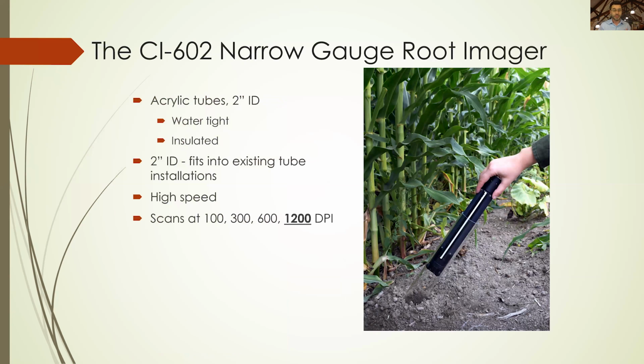The 602 advancement is that it's 2 inches in diameter as opposed to the 2.5. Also watertight and insulated. The 2 inches fits into some existing installations for some older mini rhizotron systems. It's a little bit higher speed, so we're able to get scans at 100, 300, 600, and 1200 DPI, which has had a really interesting effect on some of the research done on mycorrhizae and pathogens.